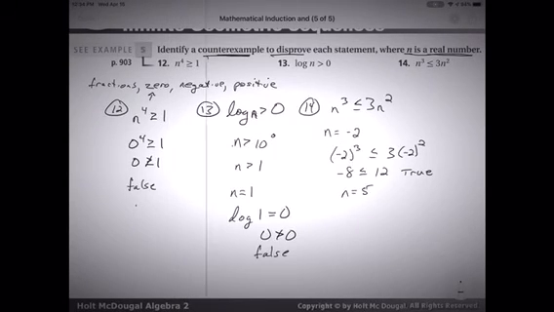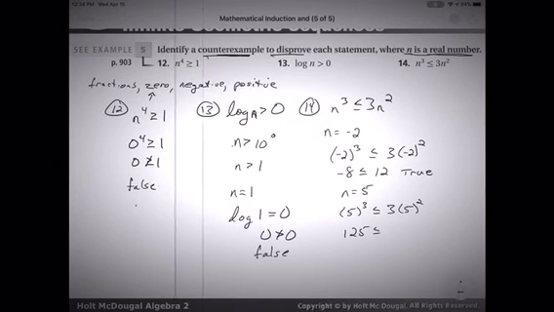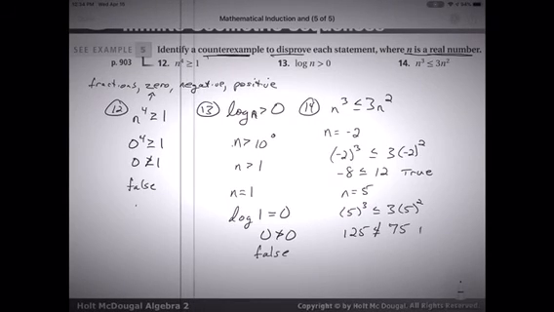Well, maybe we could try a positive number this time. Let's try 5. So let's go 5 to the third, less than or equal to 3 times 5 to the second. And so 5 to the third is 125, and that would be less than or equal to, well, that'd be 25 times 3, 75. Well, that's not true. So we have found a counterexample and made it false. All right, you're going to use that for these.